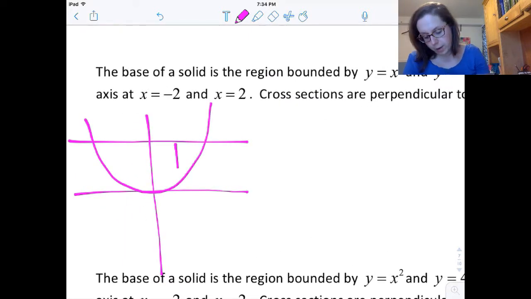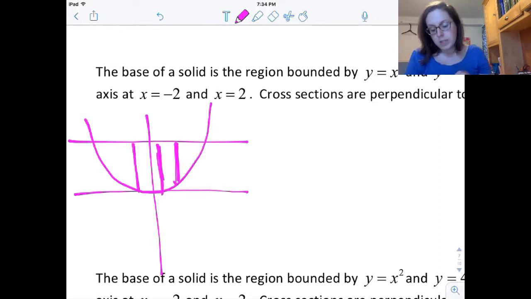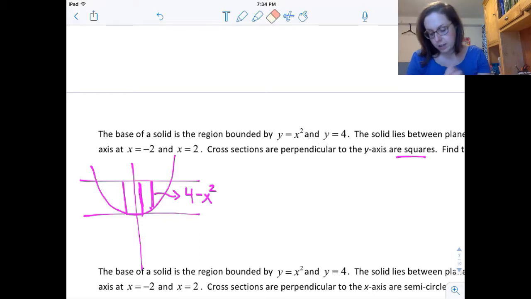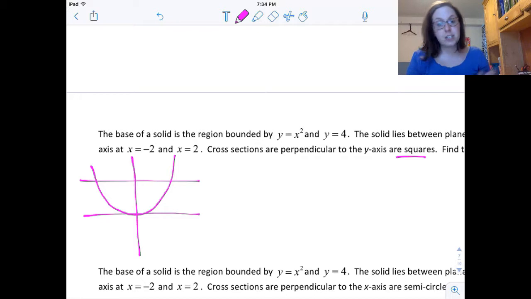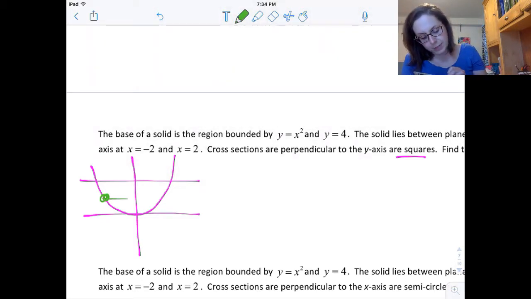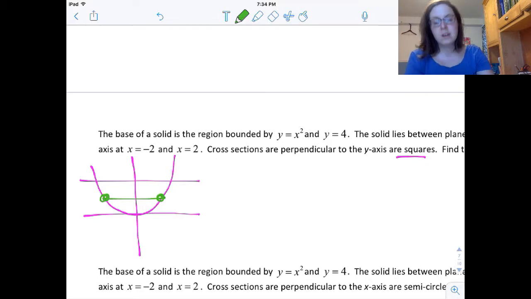So we're going this way. Again, I'm subtracting my y values there. So that length would be 4 minus x squared. And it says cross sections perpendicular to the x-axis, or I'm sorry, cross sections perpendicular to the y-axis. I misread that. Cross sections perpendicular to the y-axis are squares. So perpendicular to the y-axis means we're going this way. So now I'm subtracting my x values, not my y values, okay? I'm subtracting my x values.